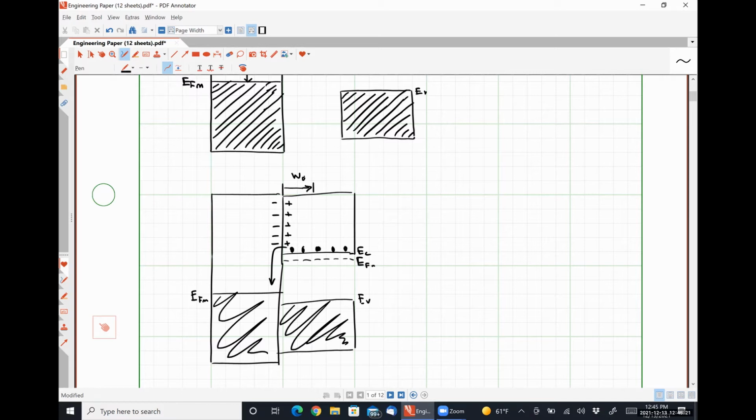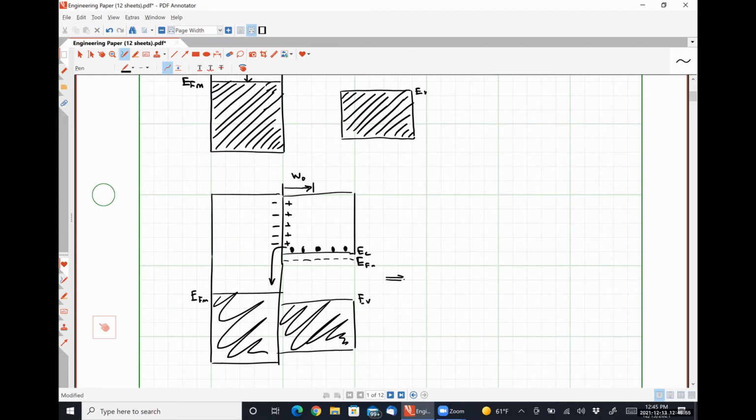So what's going to happen is that an electric field is going to be established that is going to cause the bands of the semiconductor material to bend, okay? And they are going to bend until equilibrium is reached. And the constraint for equilibrium being reached is the Fermi level of the semiconductor material is at the exact same value as the Fermi level of the metal.